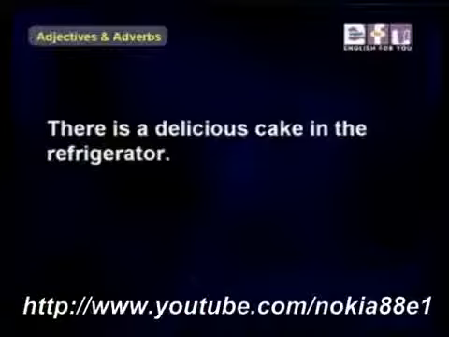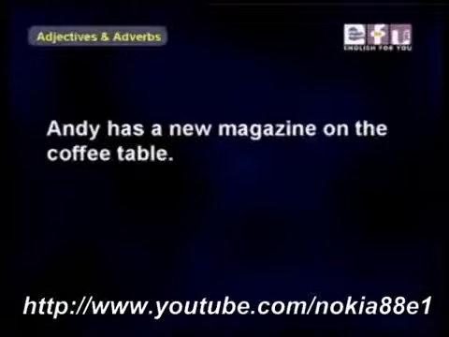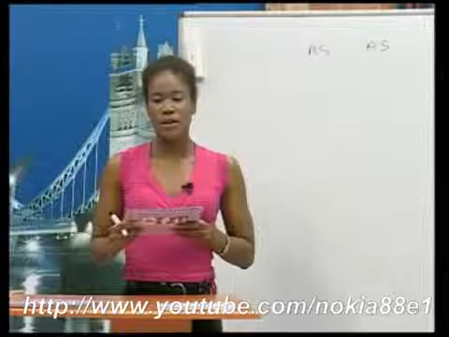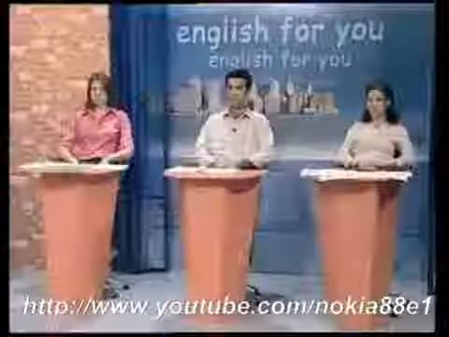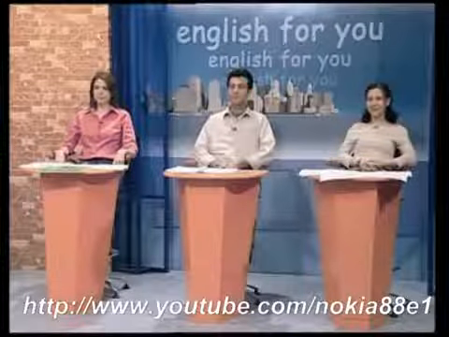Next example. There is a delicious cake in the refrigerator. Delicious describes cake. In this case, the adjective is before the noun. Next example. Andy has a new magazine on the coffee table. New describes magazine. And again, the adjective is before the noun. Okay, now we're ready to practice adjectives. Okay, so I will ask you questions and you use adjectives in your answers. Okay? Are you ready? Yes.